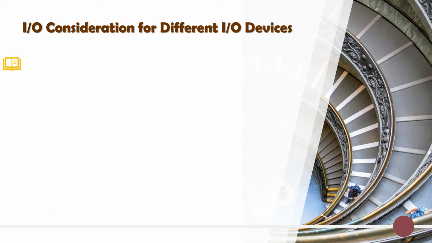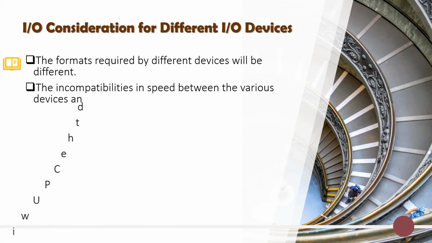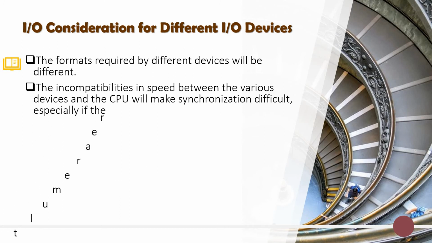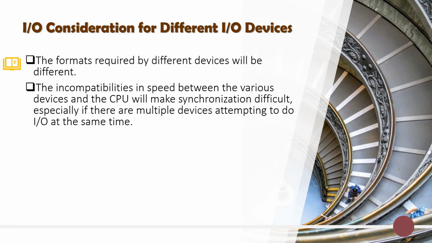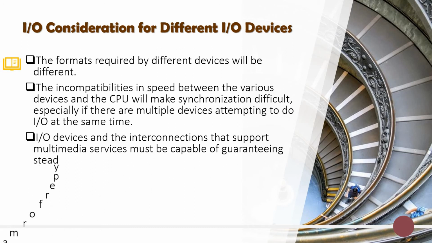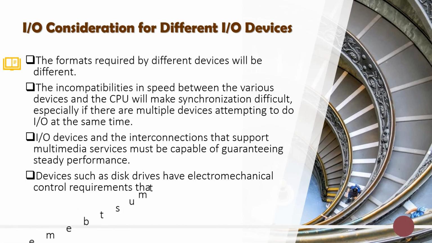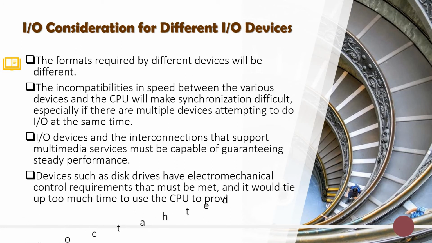I/O considerations for different I/O devices. The formats required by different devices will be different. The incompatibilities in speed between the various devices and the CPU will make synchronization difficult, especially if there are multiple devices attempting to do I/O at the same time. I/O devices and the interconnections that support multimedia services must be capable of guaranteeing steady performance. Devices such as disk drives have electromechanical control requirements that must be met, and it would tie up too much time to use the CPU to provide that control.